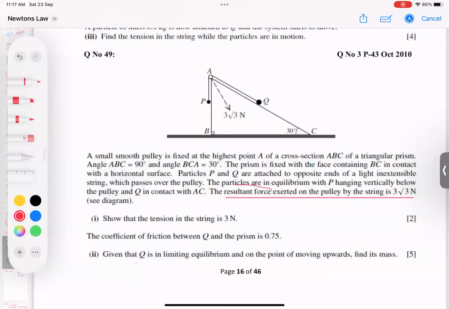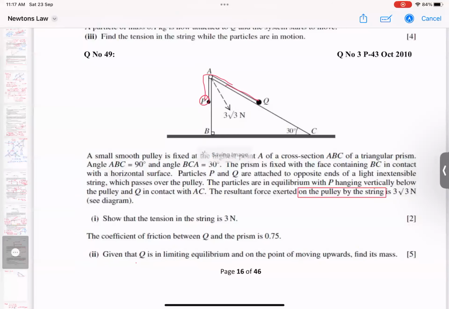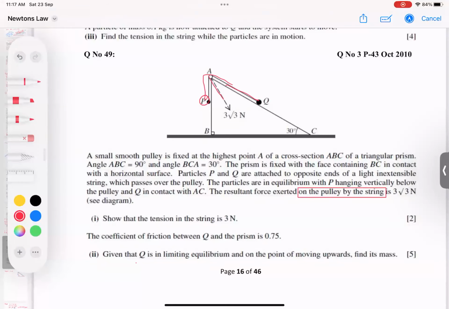Given that the resultant force exerted on the pulley. This sentence is very important: on the pulley by the string. That means this string, due to the weight hanging, is pushing the pulley downwards. You can see this way, downwards. And in reaction, this pulley will push the string outwards like this.